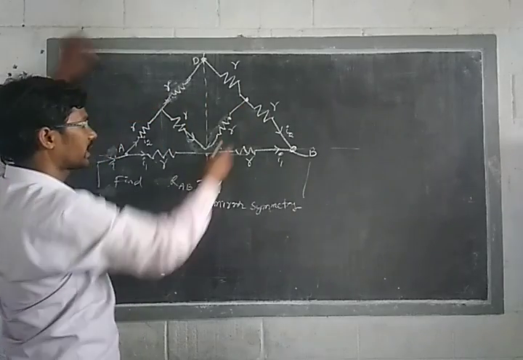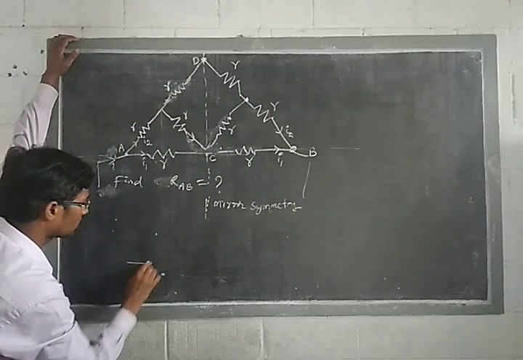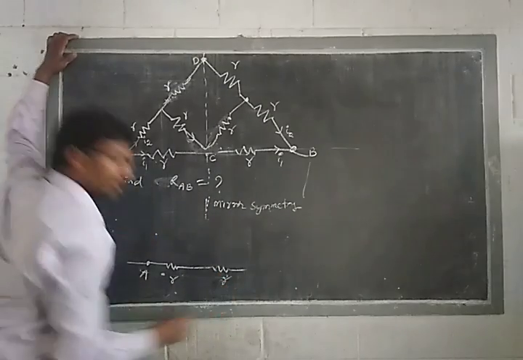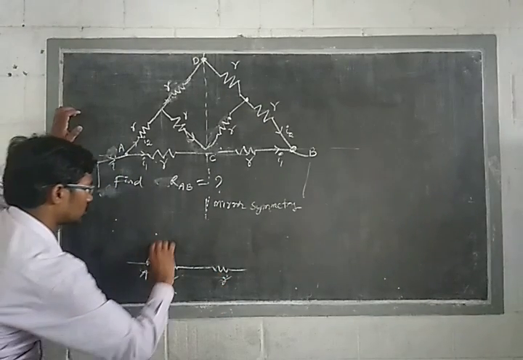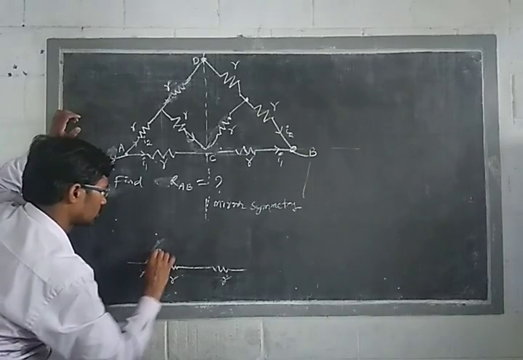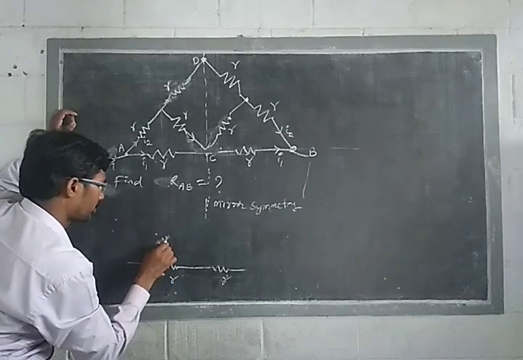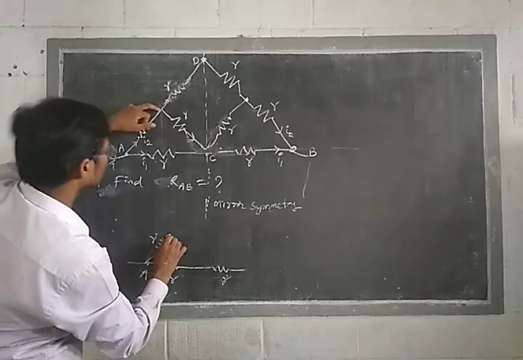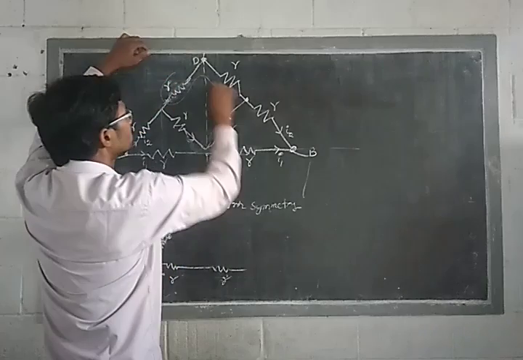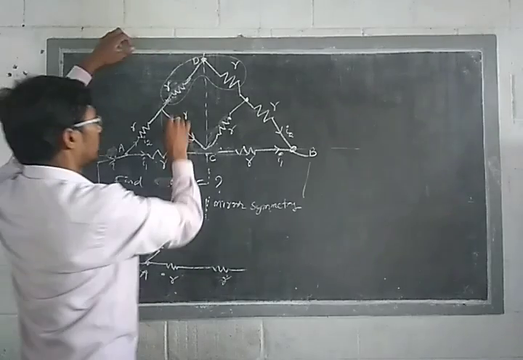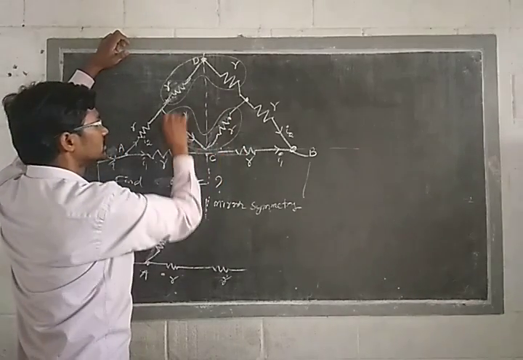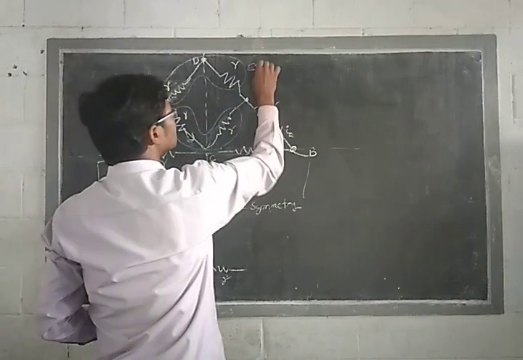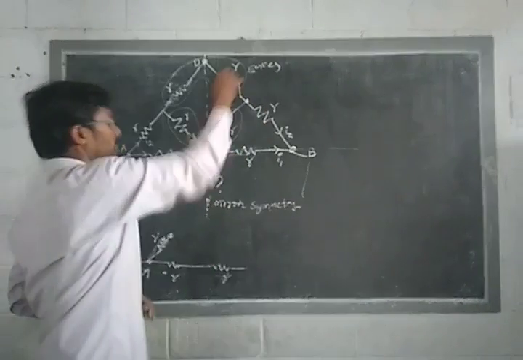Can you rearrange? Let me rearrange this one. So here we have A, R, R, R. Now from this one, this is R. Now you can observe these two are in which combination? Series combination. And again these two are in which combination? Series combination. Then what is the equivalent resistance for these two? Series, R plus R, 2R.